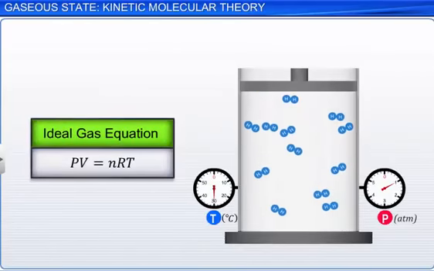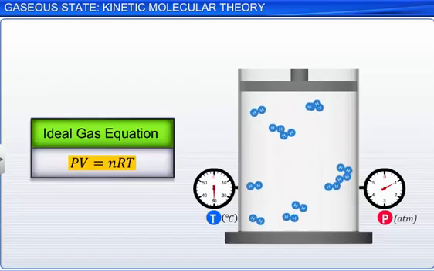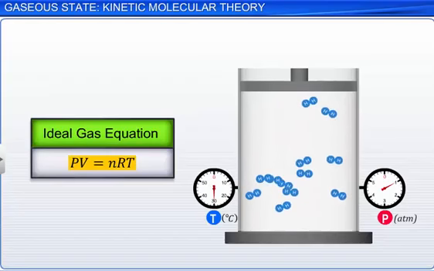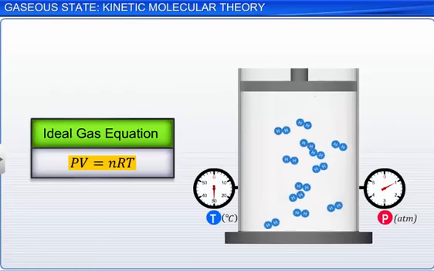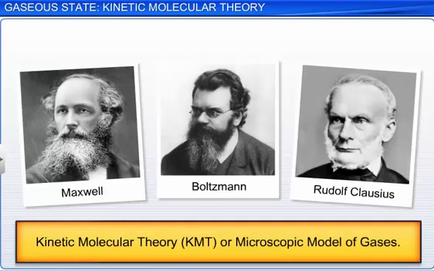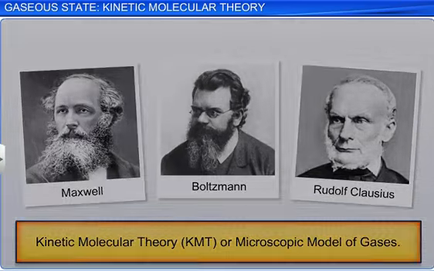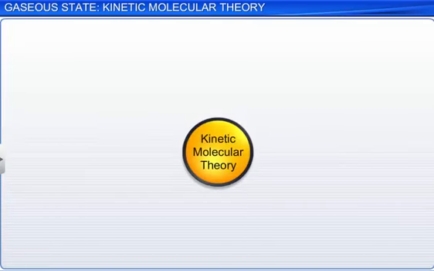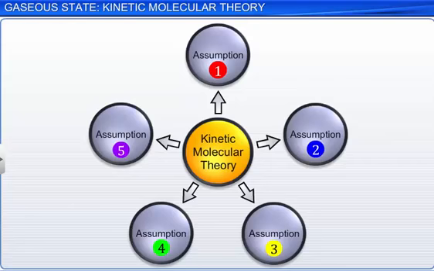We have learnt that the ideal gas equation describes the behavior of gases based on experimental observations. To understand the behavior of gases at the molecular level, scientists developed a theoretical model called Kinetic Molecular Theory, KMT, or Microscopic Model of Gases. Kinetic molecular theory is a set of 5 assumptions that describes the behavior of molecules in a gas. Let's discuss the assumptions and how they are justified in detail.